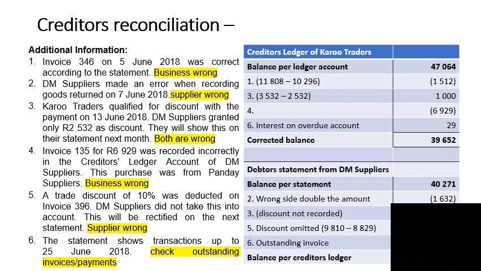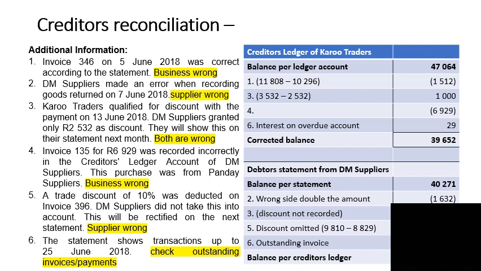What we have to do is to record it in the creditors ledger. But how do we record it? We simply remove the invoice from the account of DM Suppliers. So we are subtracting 6,129 from the creditors ledger.